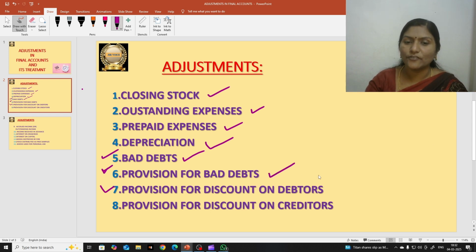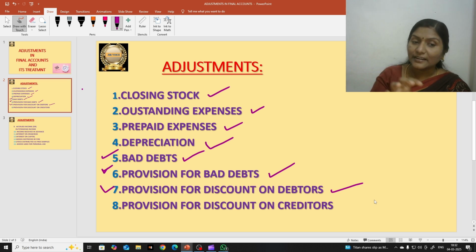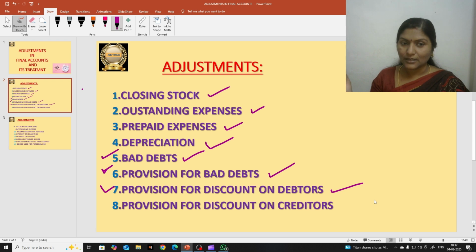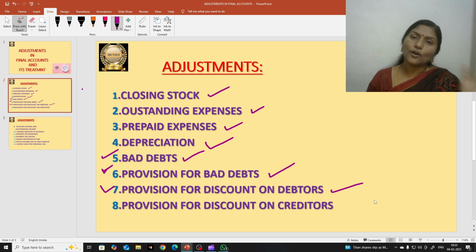You can see here provision for bad debts and provision for discount on debtors. The places where we write these adjustments are the same. First time we record in the profit and loss account debit side. We write to bad debts if it is bad debts. If it is provision for bad debts, we write to provision for bad debts. If it is provision for discount on debtors, we write to provision for discount on debtors. One time in the profit and loss account debit side. Second time we record in the balance sheet under assets.